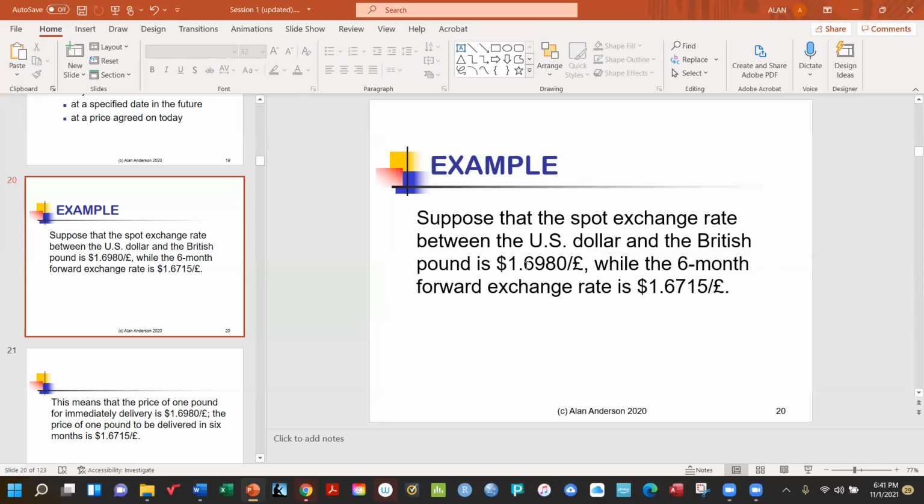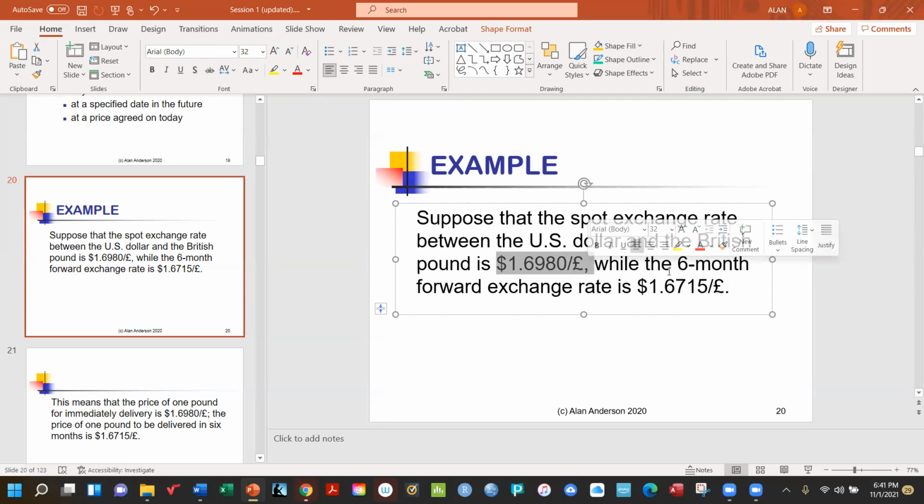It turns out that the relationship between the spot exchange rate and the forward exchange rate depends on how much time elapses between now and the time when the pounds are delivered, and also on the interest rates in the two countries. And in fact, we're going to see a formula very soon that ties these together and lets us determine exactly what the six-month forward exchange rate is based on the current spot exchange rate, the time, and the interest rates in the two countries.